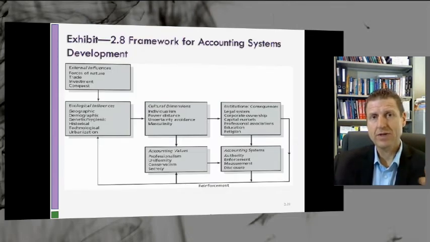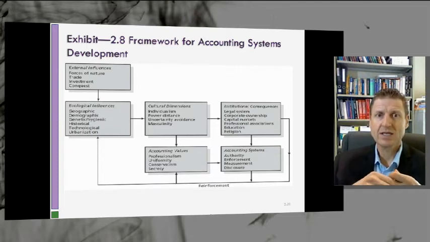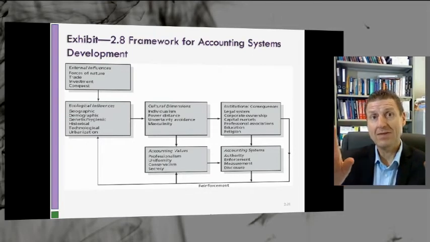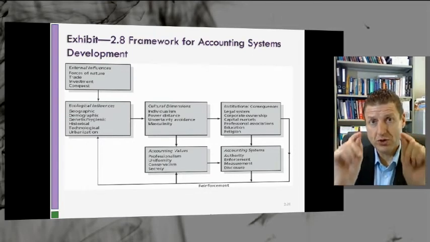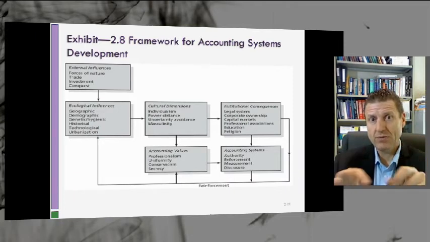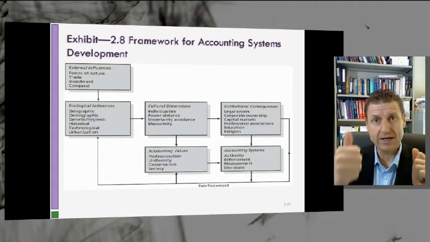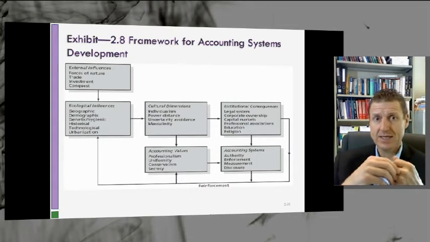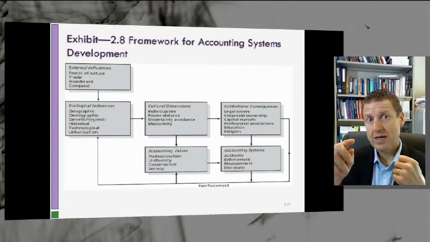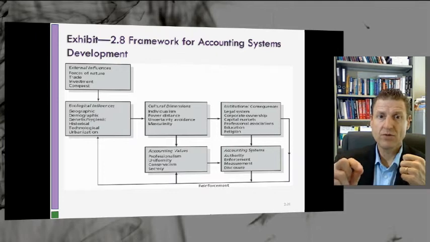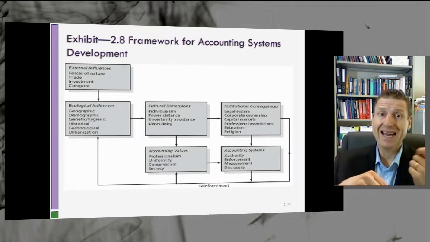So we came up with this framework of accounting systems development. That is, we have these cultural dimensions, and let's have a look. We zoom right through to the square in the middle of your PowerPoint slide under cultural dimensions: individualism, power distance, uncertainty avoidance, masculinity. And so they are linked to the accounting values of professionalism, uniformity, conservatism, and secrecy.